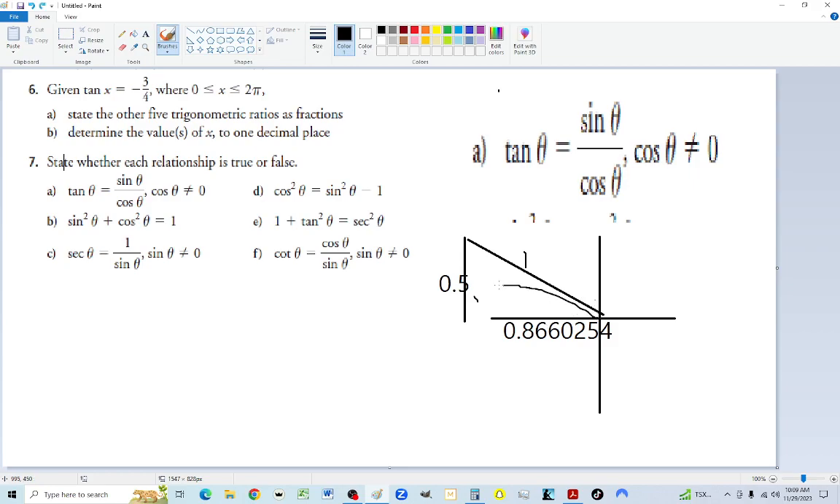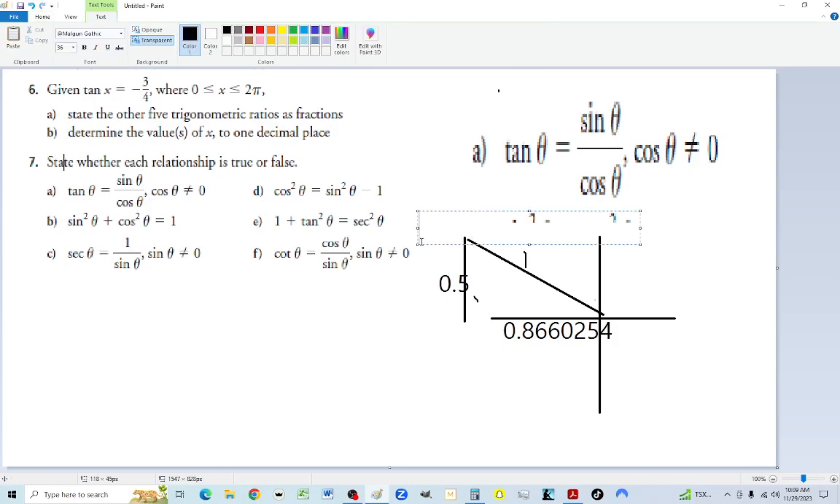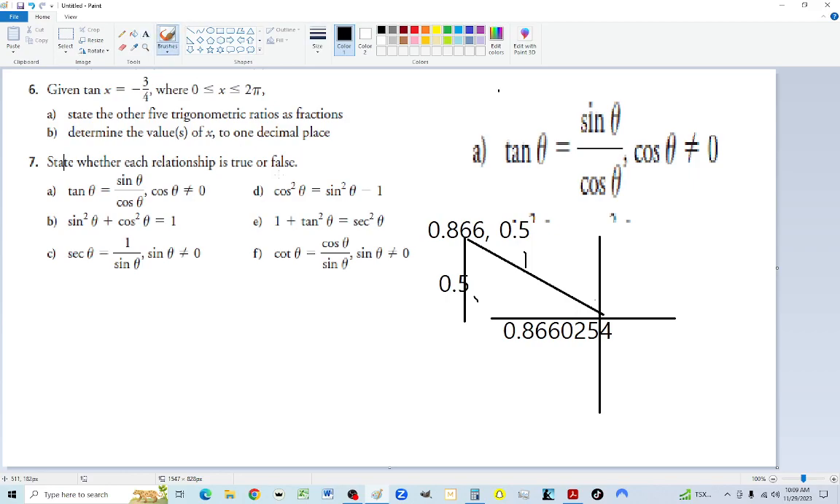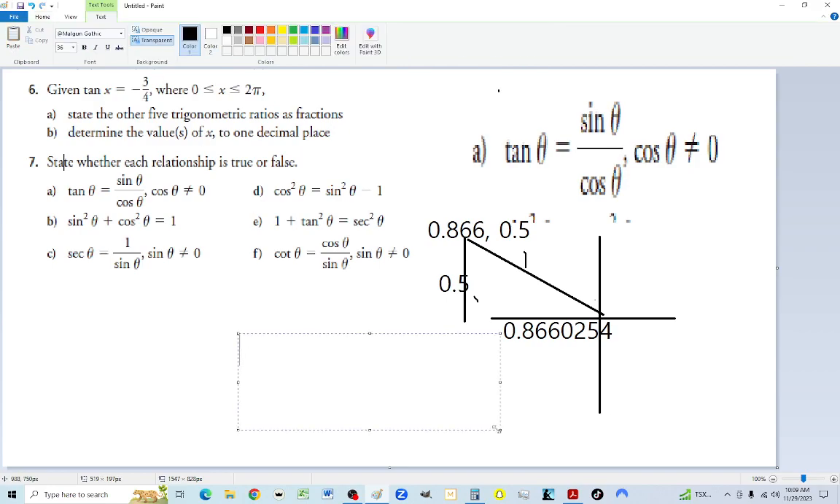If I was going to do sine, it would be the opposite over 1. But the hypotenuse is just 1. So it's just the opposite. Which also turns out that the x and y values where this line reaches are the same numbers, 0.866, 0.5. Which means that since cosine is the adjacent over the hypotenuse, which is 1, cosine is equal to that.